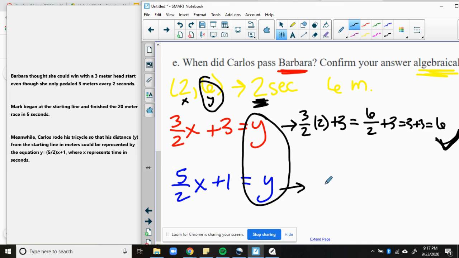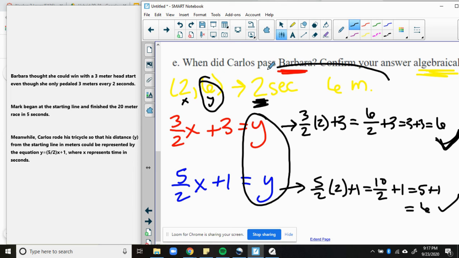Now, same thing here. Which again equals 6, that is what I want. So we can now guarantee that this is when Carlos passes Barbara.